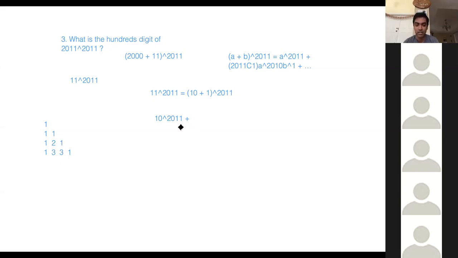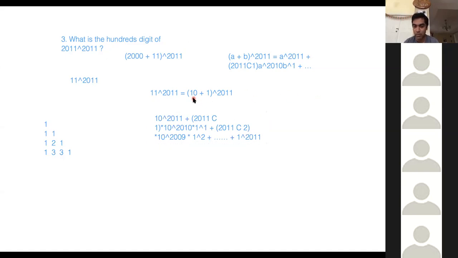So what this becomes is 2011 choose 1 times 10 to the power 2010, 1 to the 1, plus 2011 choose 2 times 10 to the 2009, 1 squared, and so on. There are 2011 such terms, ending with 1 to the power 2011. So basically, if you think about it as I multiply this out, imagine that I repeat 10 plus 1 2011 times.